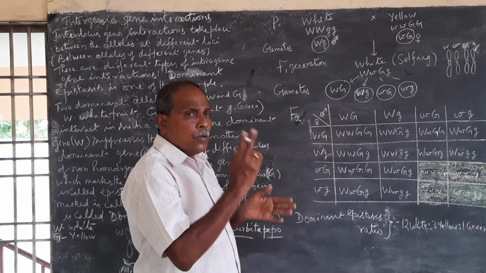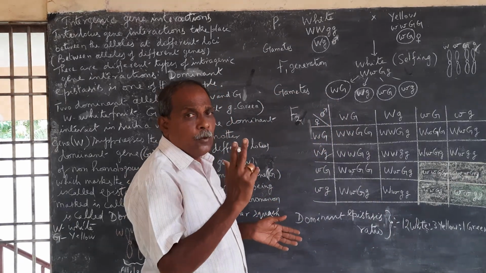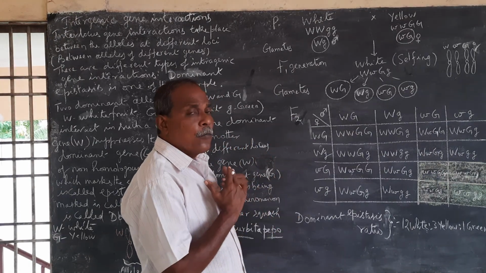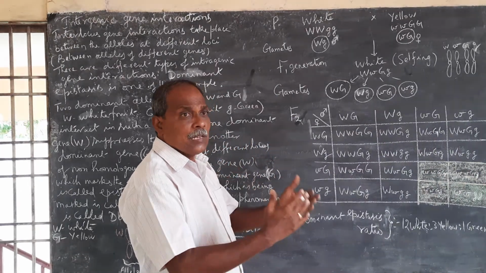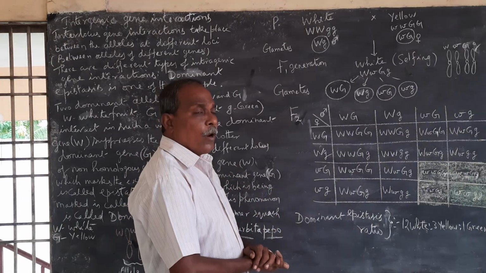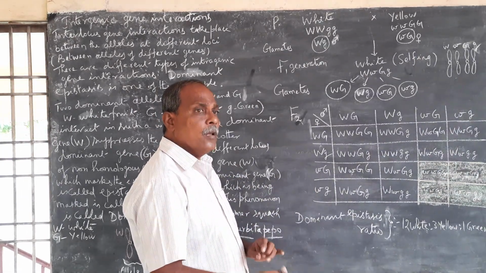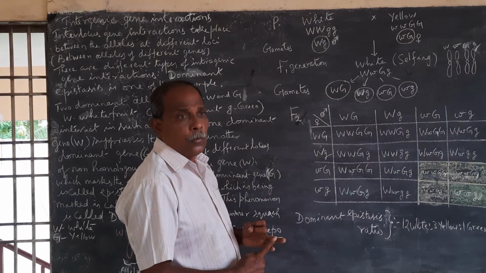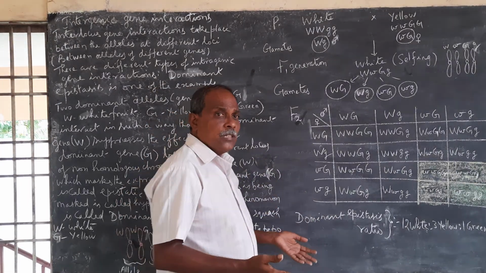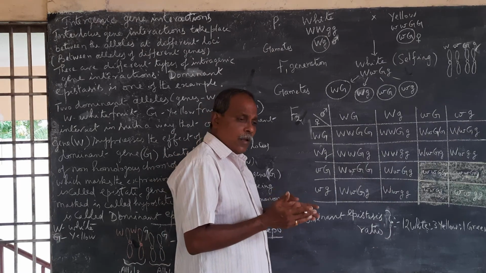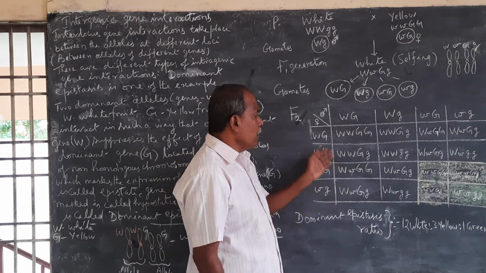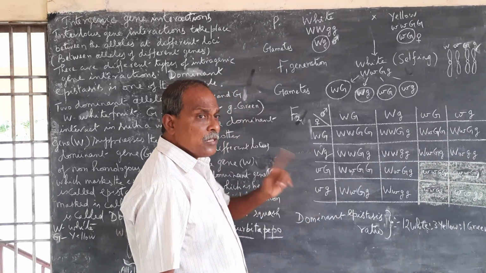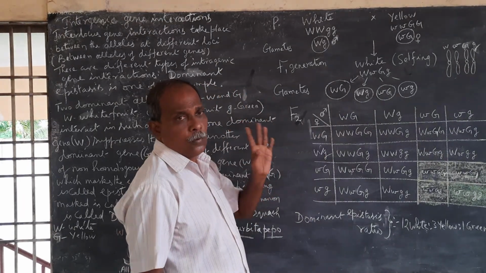Here, in the presence of even a single dominant gene capital W, the phenotype results in white fruits. White fruit appears in the presence of dominant gene capital W, either in the presence of capital G or in the absence of capital G. So white fruit appears in the presence of dominant gene capital W.